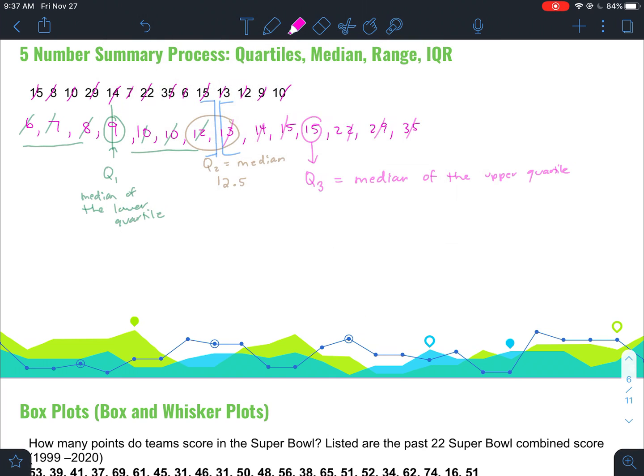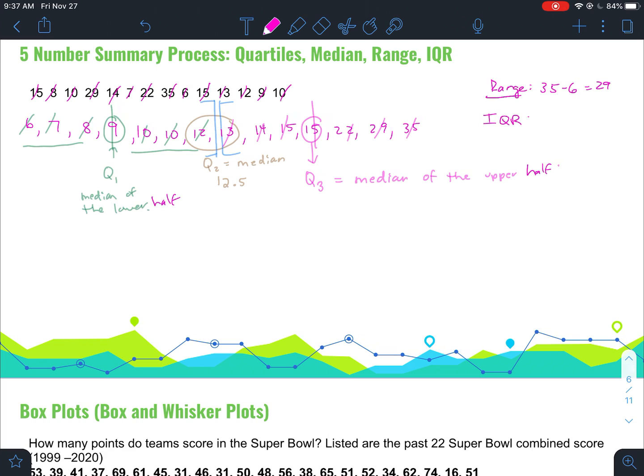So we've divided our data into 4 sections, hence the quartiles. So the median is the middle number. Q1 and Q3 are the median of the upper half and the median of the lower half. And then the range is going to be the highest number minus the lowest number, just like normal. So it'll be 35 minus 6. So my range of numbers is 29.